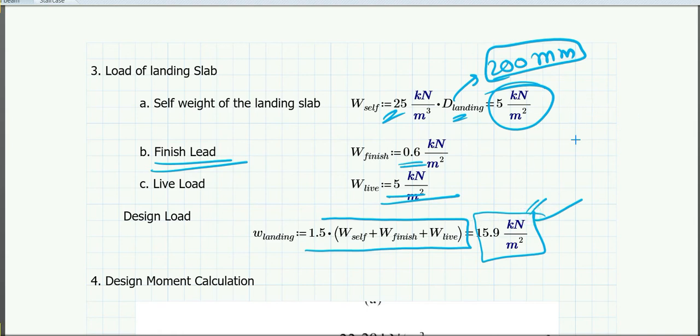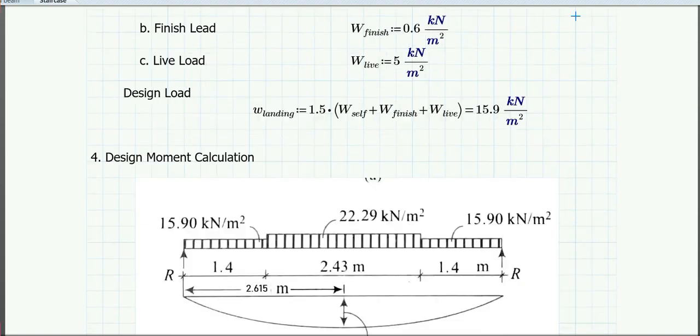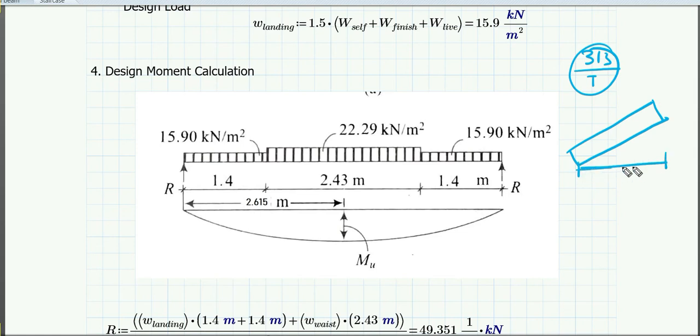So let's see the drawing first, how the loading looks like. Here you can see this is the landing portion. Here you can see we have divided 313, that means the diagonal, by the thread. This is why: the waist slab is inclined, but the loading we are calculating on a projected area. So that is why we have done that.